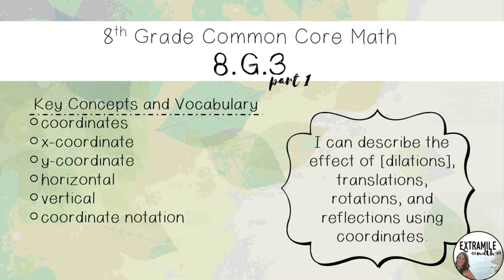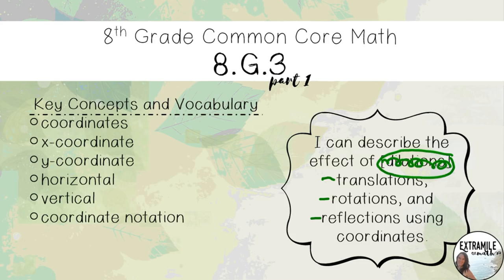Now you'll notice that I skipped a word here. I skipped dilations. We will cover dilations in a separate section. For right now, we're only going to be discussing these 3 rigid motion transformations, which are translations, rotations, and reflections.